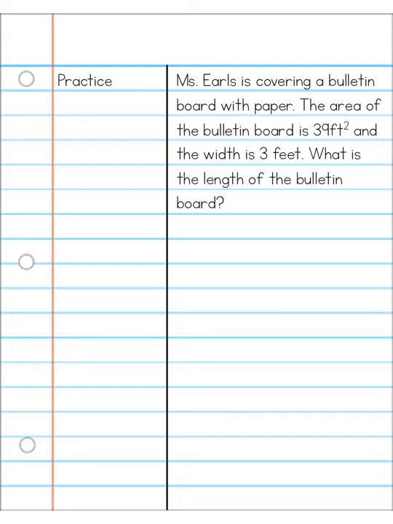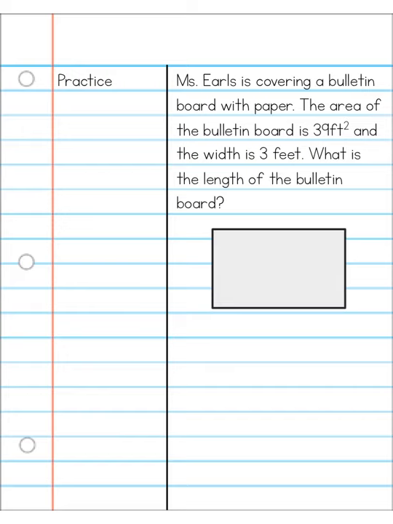This problem says Miss Earls is covering a bulletin board with paper. The area of the bulletin board is 39 feet squared and the width is 3 feet. What is the length of the bulletin board? Now remember, we need to start by drawing a picture. I have my bulletin board. I know that the area, or the inside, is 39 and the width is 3 feet. I need to find the length.